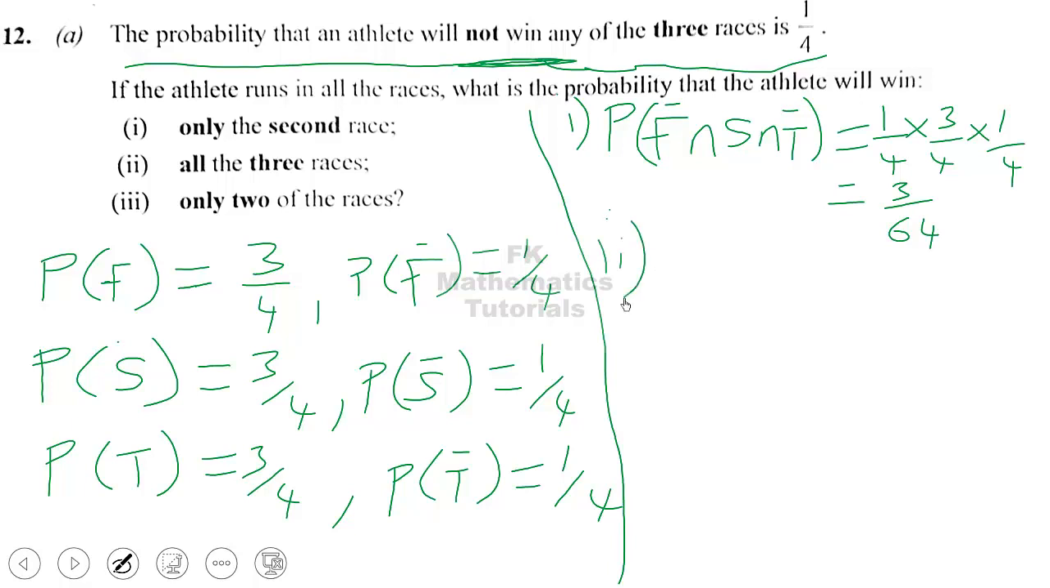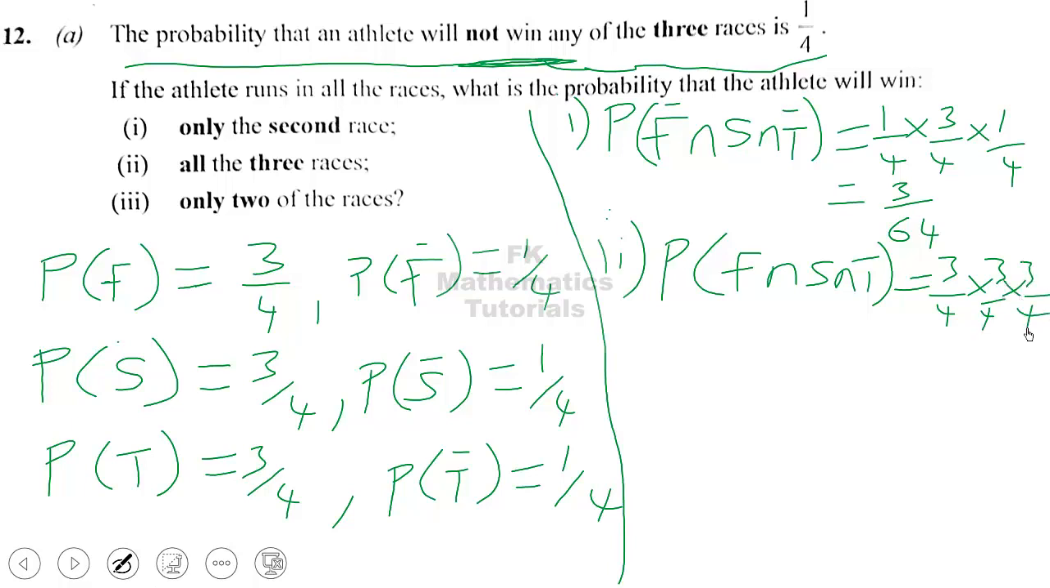Then the probability that he will win all the three races. He won the first and second and third one. So that will be 3/4 times 3/4 times 3/4, and that will be equal to 27/64.